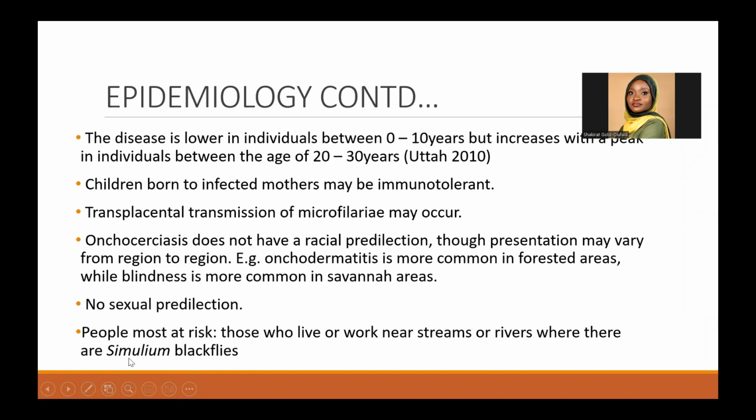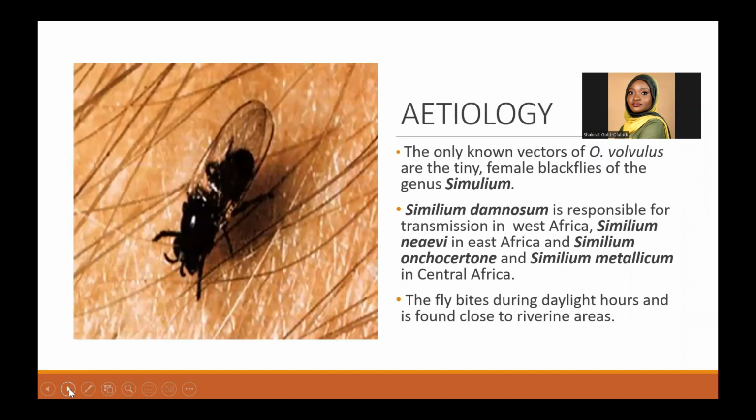And those most at risk are those who live and work in streams, riverine areas where the Simulium blackflies tend to breed. So this is what the Simulium blackfly looks like. That's the only known vector of onchocerciasis. And the main vector is the female blackfly, which, like the female mosquito, feeds on the blood of humans as part of nutrition for reproduction.